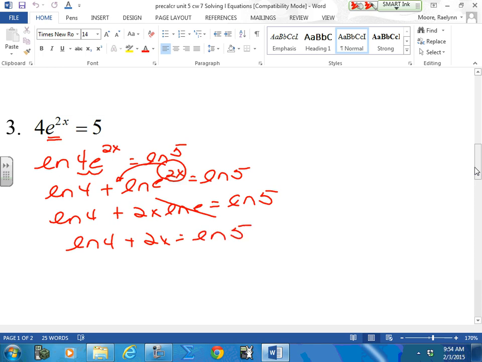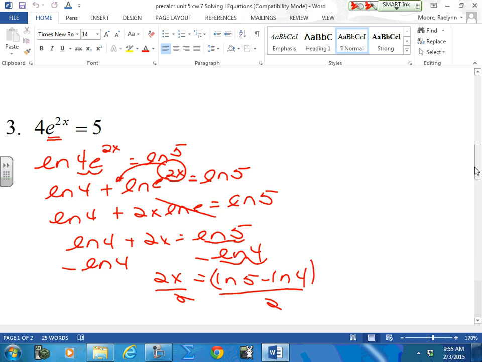We need to isolate your x, your variable. So subtract ln 4. Now be careful. You can't do ln 5 minus ln 4 and get ln 1. This ln 5 belongs here, this belongs here. So you have to do it this way. And then divide by 2. Remember to put this in parentheses. And then you're going to solve for x, and you're going to get 3 decimals. And again, you can check it. It's an equation. You can check it.